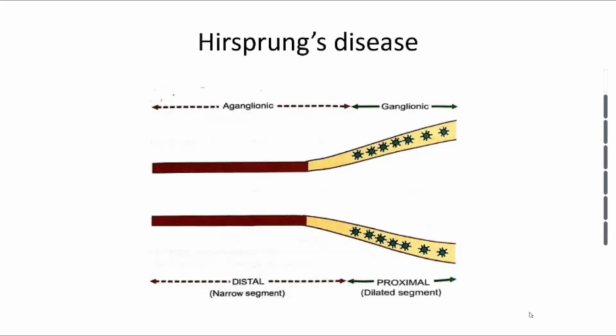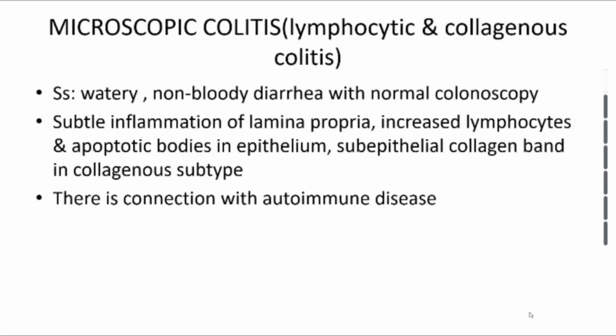And then we have what we call microscopic colitis, lymphocytic and collagenous colitis. Colitis basically refers to inflammation of the colon. Somebody is likely to present with watery and bloody diarrhea with a normal colonoscopy. When you do colonoscopy, you find it normal. But there is subtle inflammation of the lamina propria with increased lymphocytes and apoptotic bodies in the epithelium, and also a thickened subepithelial collagen band in the collagenous subtype. It is thought that it has a connection with autoimmune disease, basically forming antibodies against self.